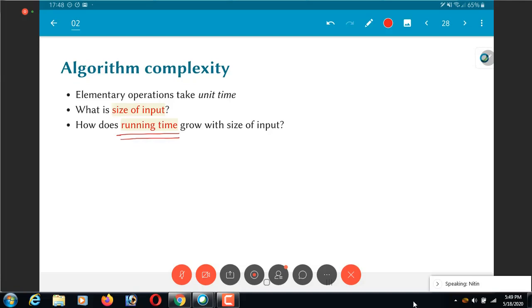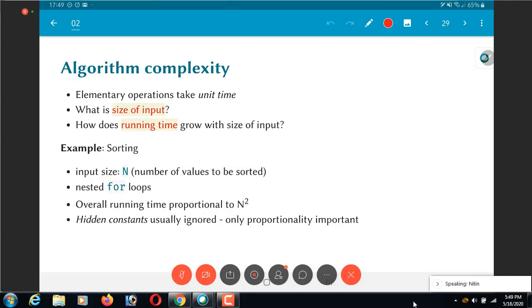The important thing to keep in mind is that we are typically concerned about how it grows with the size of the input. That is to say, as the input size becomes larger and larger, how does the running time increase? So in the sorting example, the input size was n, the number of values to be sorted. And as you saw, we have two nested for loops. What that means is that the overall running time is going to be proportional to n for the outer loop times n for the inner loop, or in other words, n squared. So all we can really say is that this running time is proportional to n squared. I could write it something like this: T of n is equal to some c times n squared, where c is a constant of proportionality.